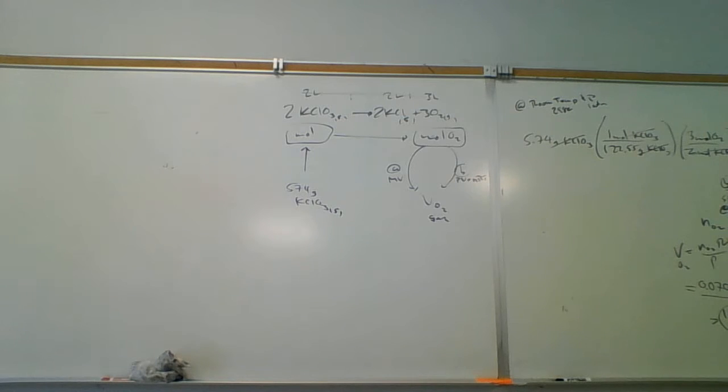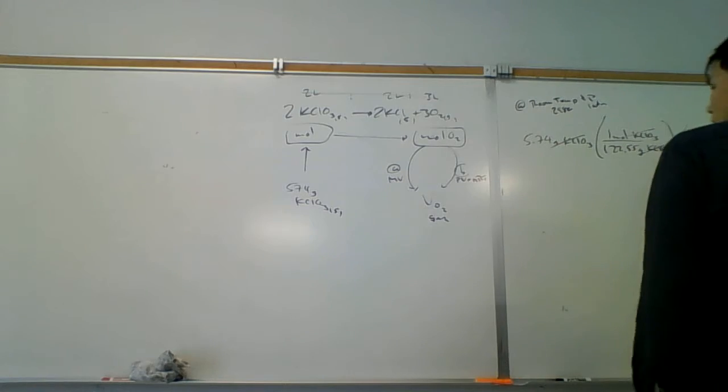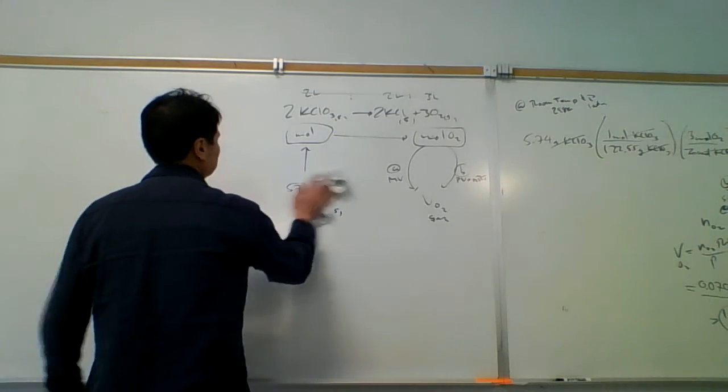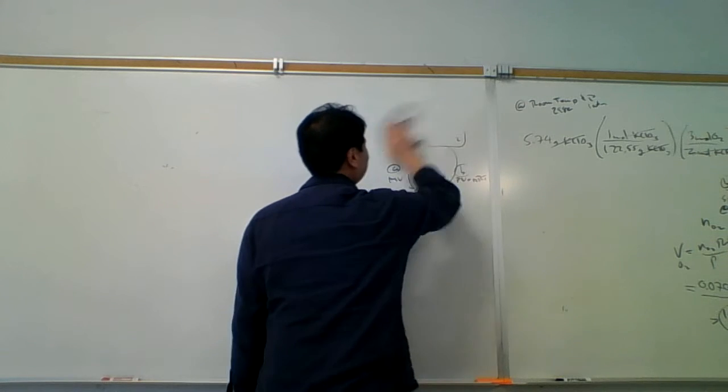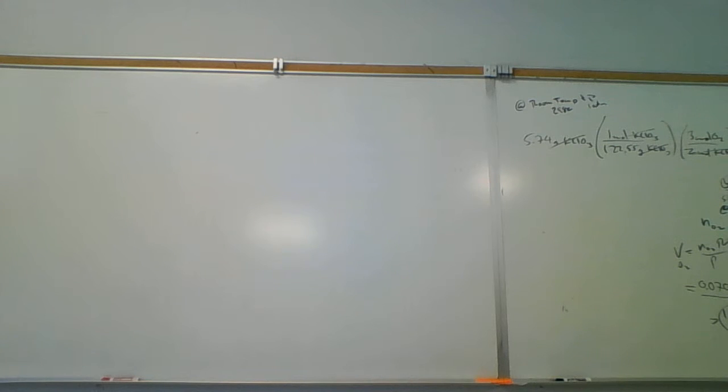Okay, let's try 31 next. Let's do the chlorine. Let's do 9.81 liters of chlorine, measured at 298 Kelvin and 1 bar.